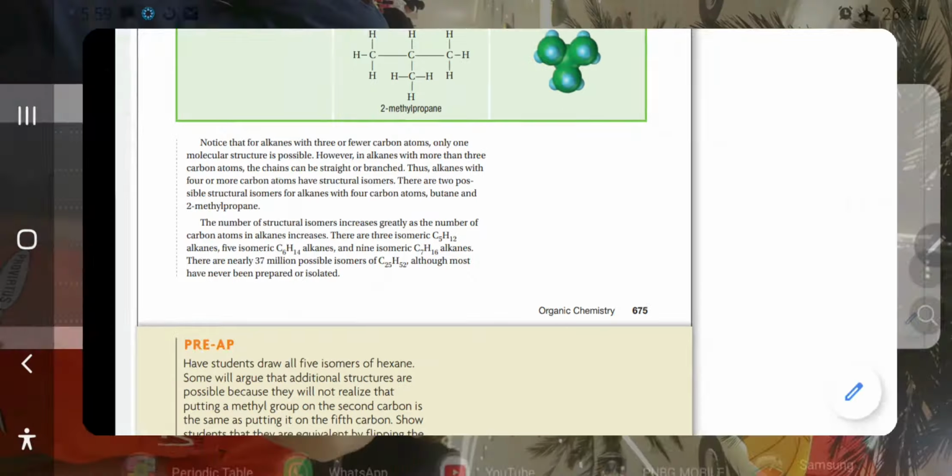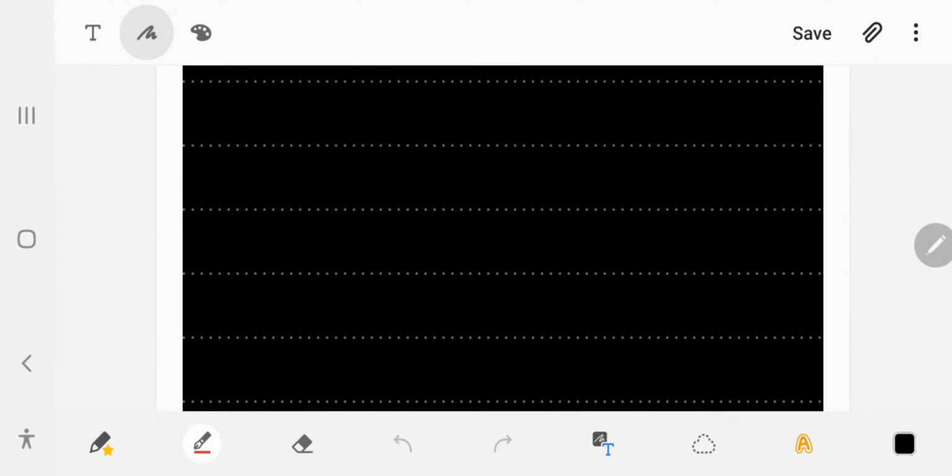So guys, if we're going to talk about naming, we said that the general name is alkane. We will take the ane from the general name, and we're going to count how many carbon atoms we have in the compound. Depending on how many carbon atoms, we use a prefix to name the compound.